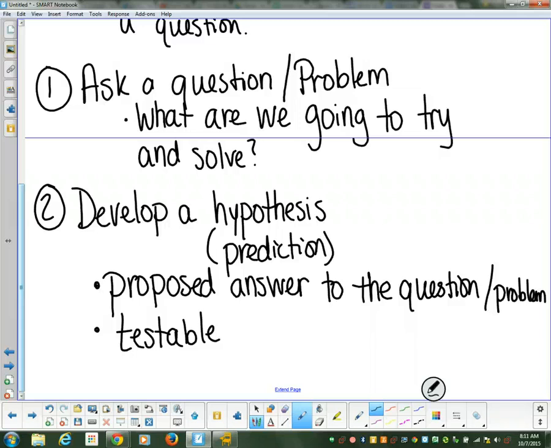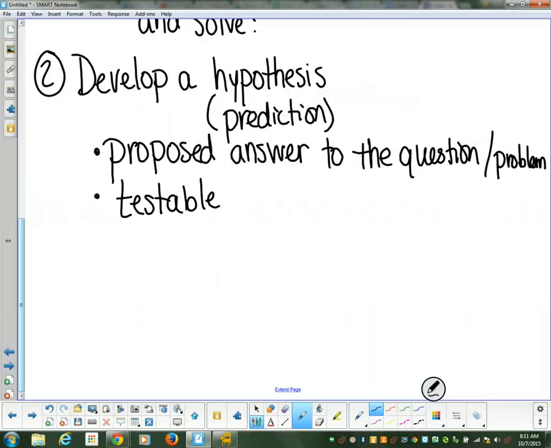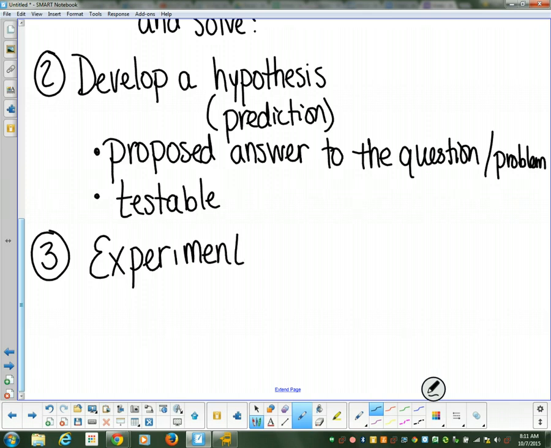Yeah, you would have to actually test it and see what it does. Okay, so our third step of the scientific method is that you are going to experiment. Experiment, or experimentation.